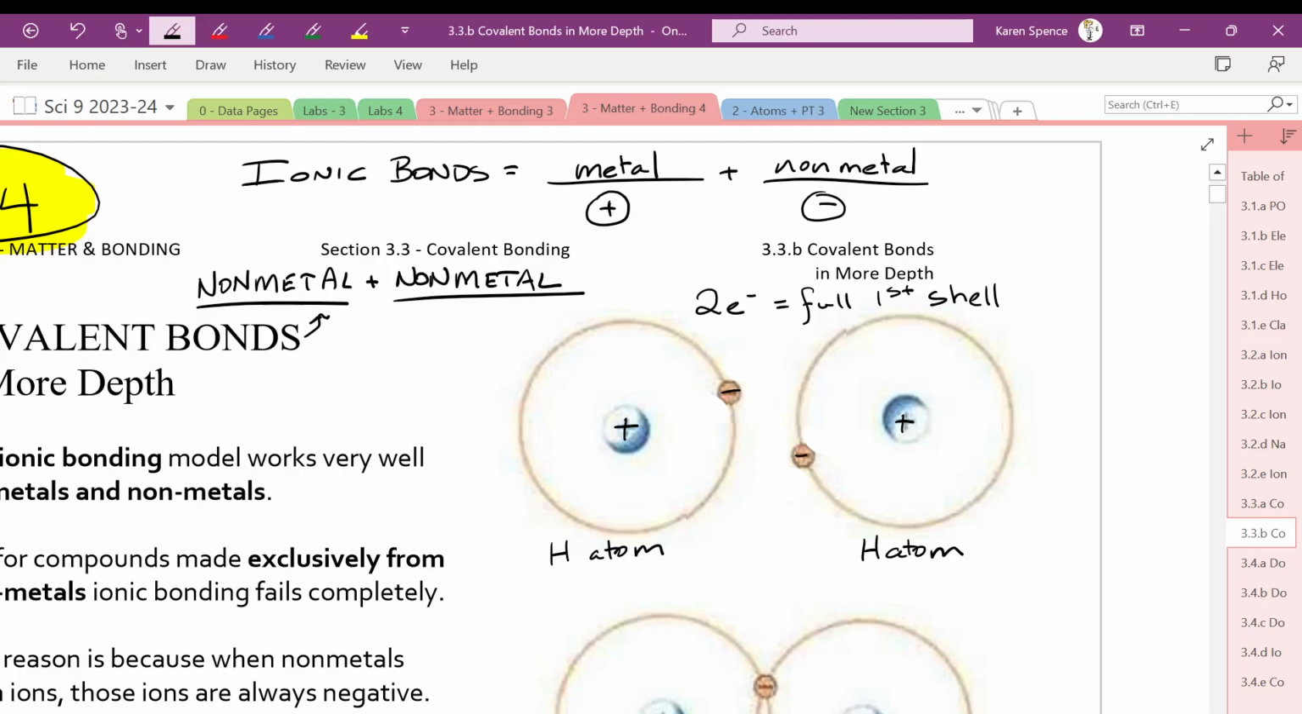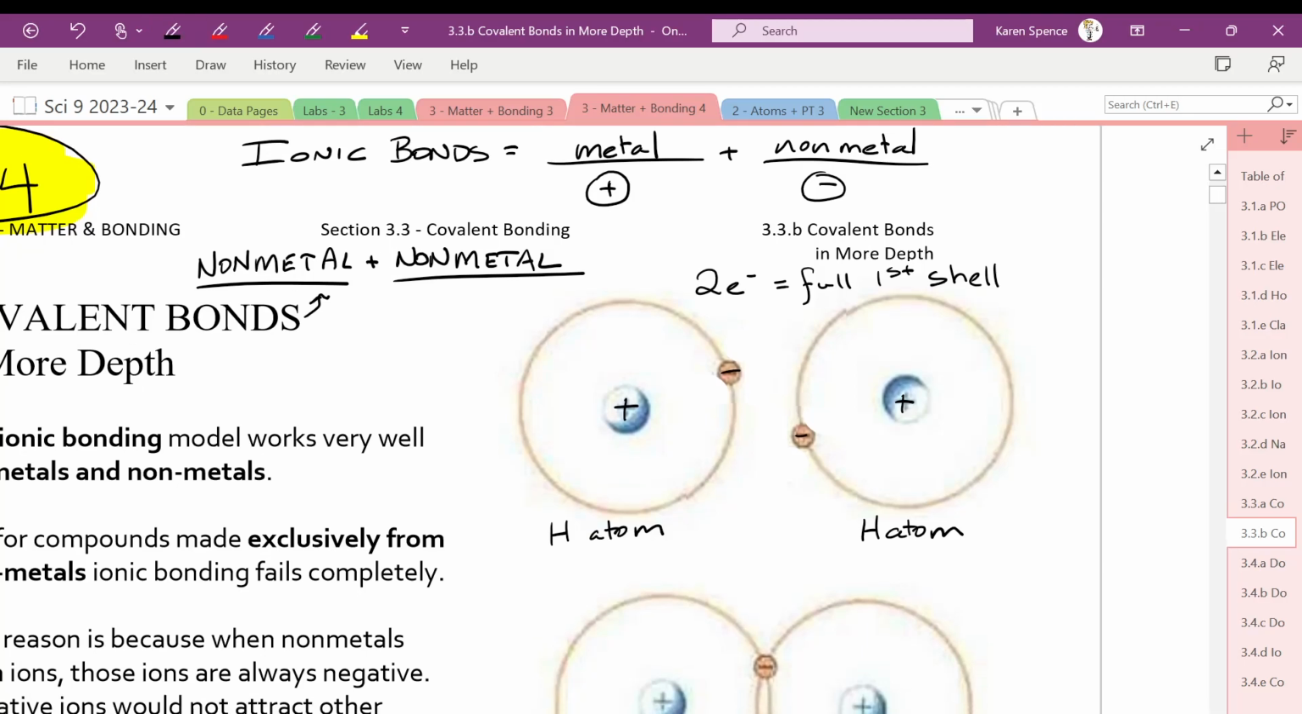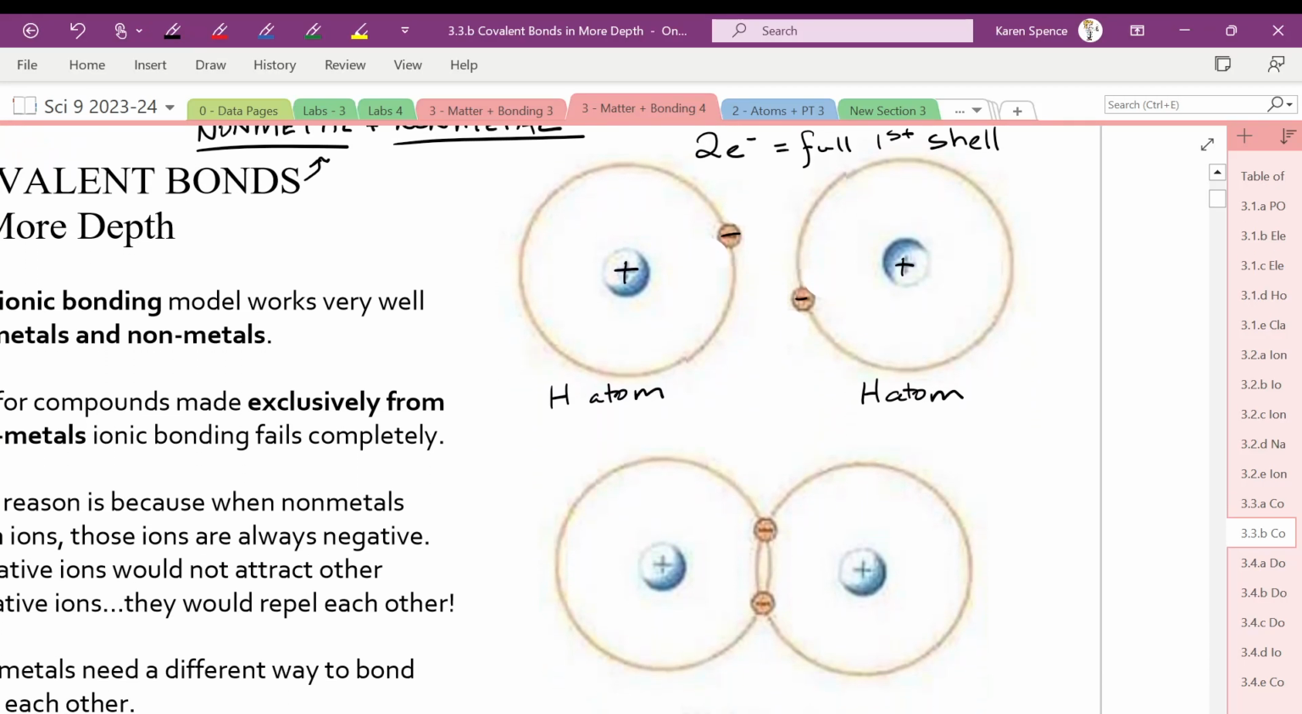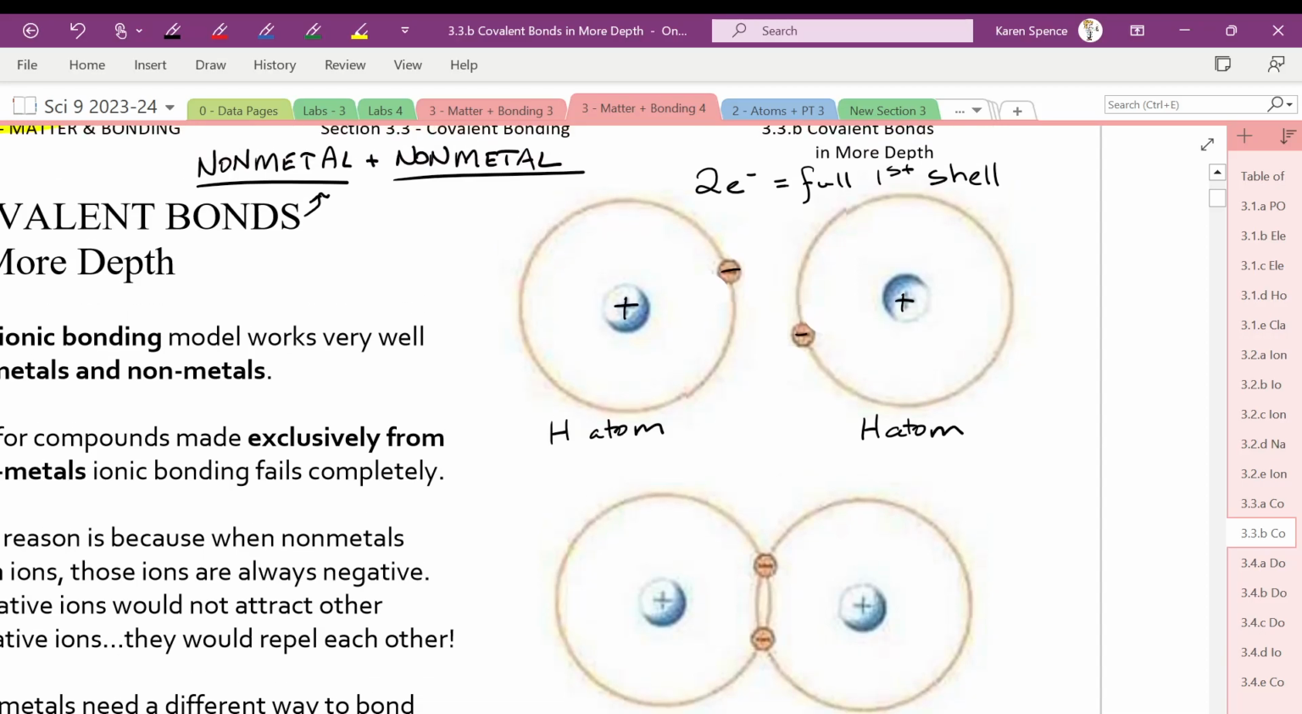So what I would like you to do is look and see how hydrogen fixes that problem. How does hydrogen fix the problem of having only 1 electron in its outer shell? They share. So we have a pair of shared electrons.